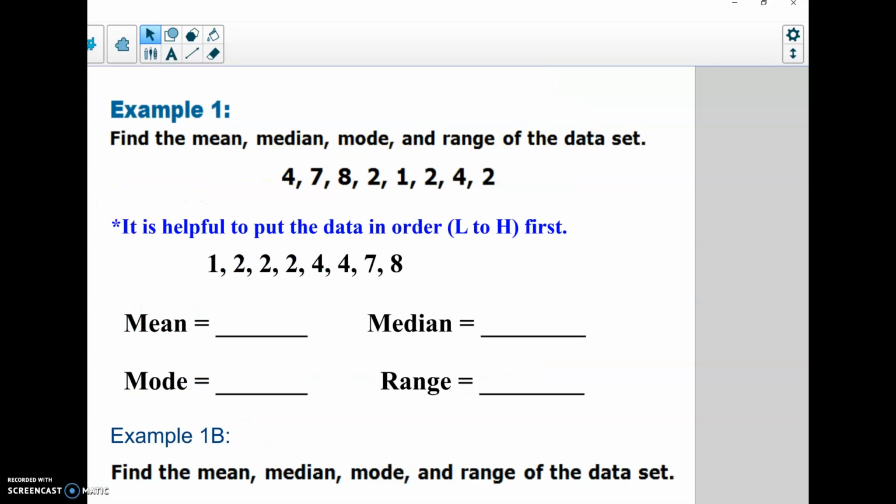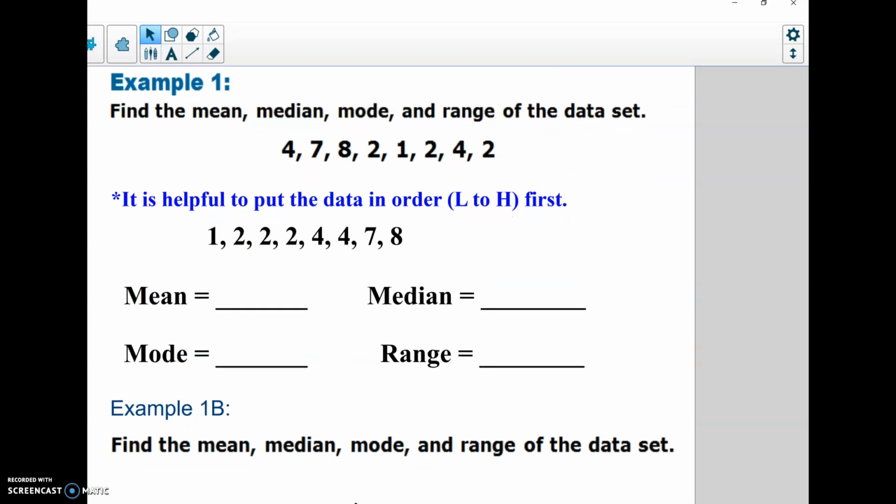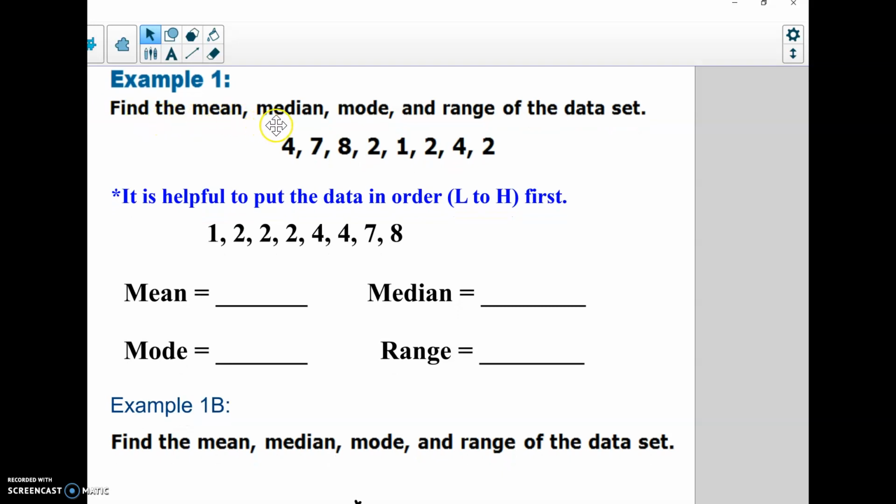Alright, so we are going to find the mean, median, mode, and range for this set of numbers. They did not give me the numbers put in order, so my first step was to put them in order from least to greatest. I did that already for you, and what you want to do is count 1, 2, 3, 4, 5, 6, 7, 8, and make sure that you have the same amount of numbers at the beginning and at the end, so you're not missing a number.